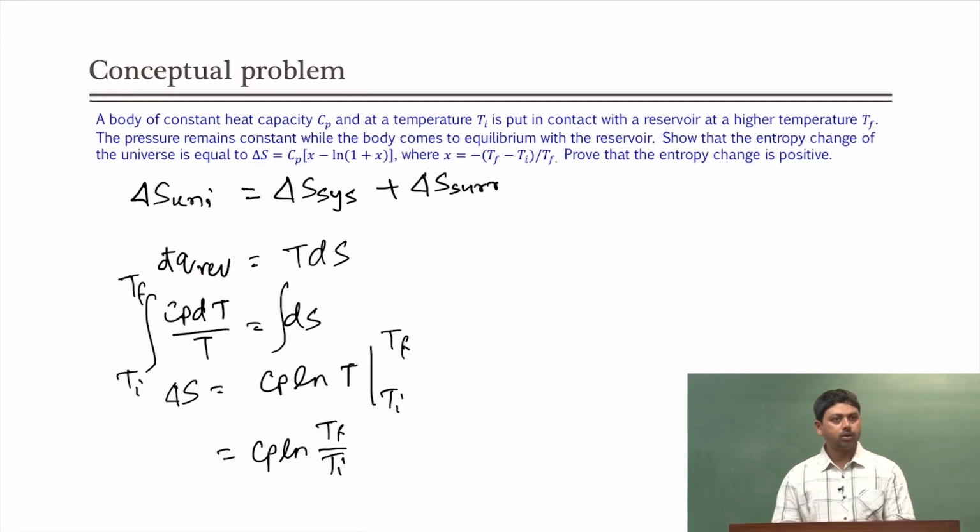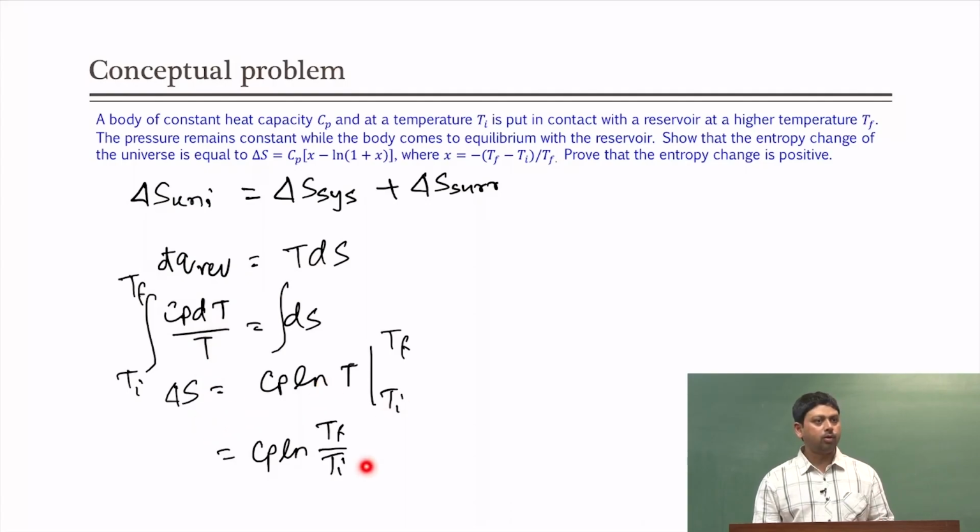Okay. So, this part is okay. This is the part of the system's entropy change. How did I do that? We calculated the dq reversible, and we know that dq reversible is T dS, and dq reversible we know is Cp dT. So, Cp dT, and then put the T down, and it is Cp ln Tf by Ti. This is the formula for a constant pressure process to calculate the entropy of the system.